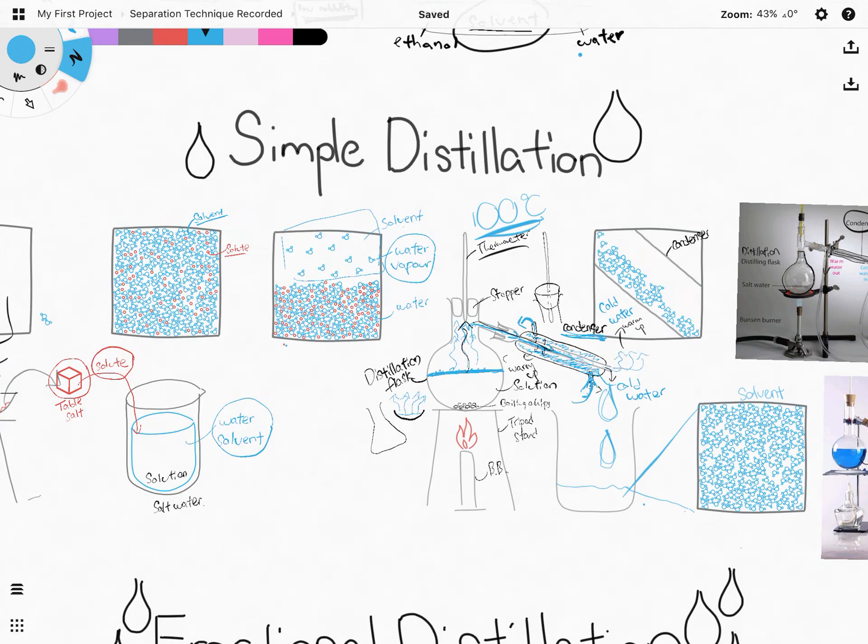Basically, the idea is that we've created a setup so that we can collect any water vapor that is boiling off and cool it down so that it can collect into a beaker or a flask. And then we have a pure solvent at the end. Okay, we use simple distillation if we want to get back the solvent. We use crystallization if we want to get back the solute. Okay, and that's all there is to simple distillation.